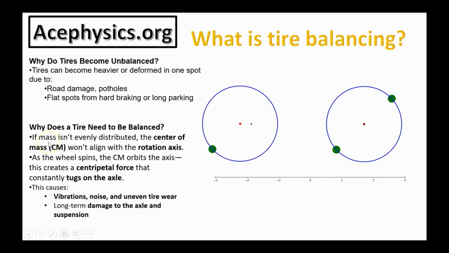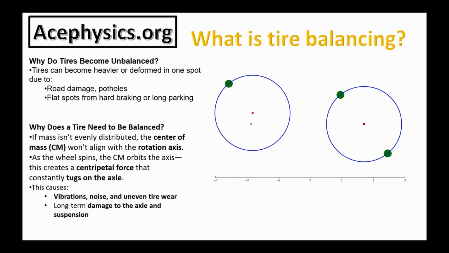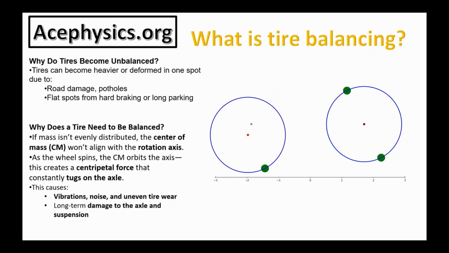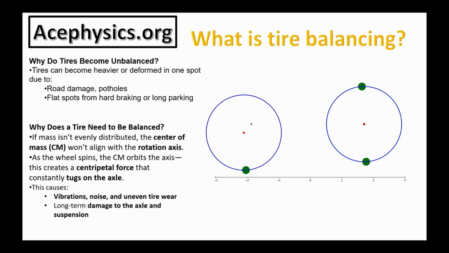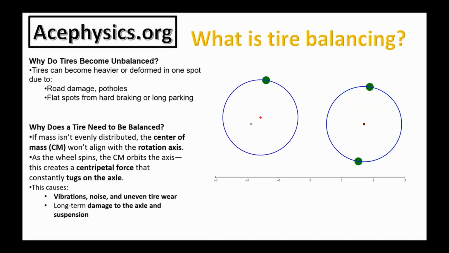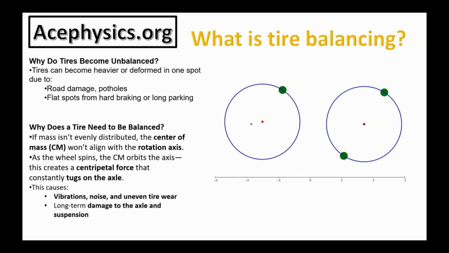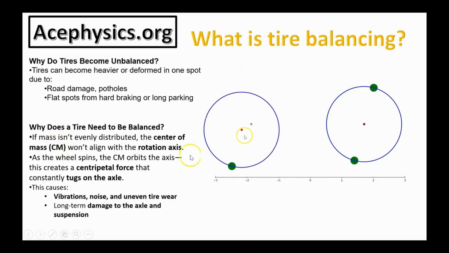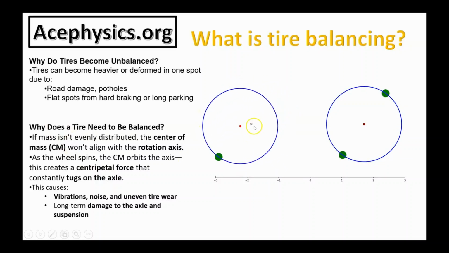If mass isn't evenly distributed, the center of mass won't align with the rotation axis. As the wheel spins, the center of mass orbits the axis. This creates a centripetal force that constantly tugs on the axle. This causes vibrations, noise, and uneven tire wear. If you don't repair it, it leads to long-term damage of the axle and suspension. When the wheel is unbalanced, the center of mass rotates about the axle, causing a constant tugging on the axle.